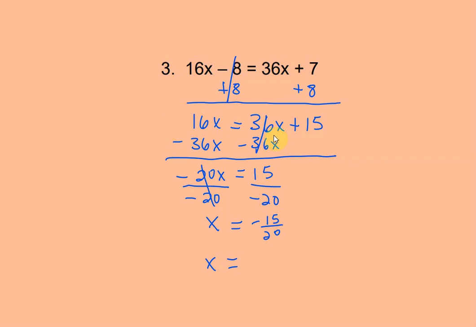So first of all, this was 15 divided by negative 20. This fraction means the same thing as 15 divided by negative 20. So a positive divided by a negative is a negative. And then 5 will go into 15 3 times, and it will go into 20 4 times. So my solution is x equals negative 3/4.